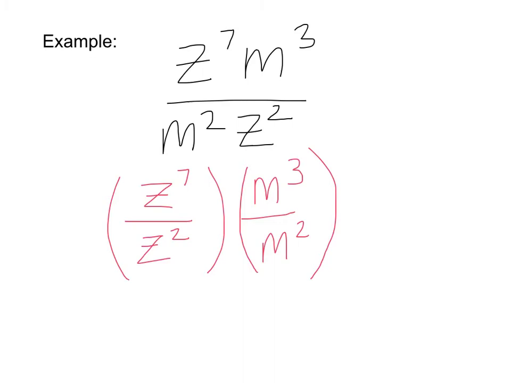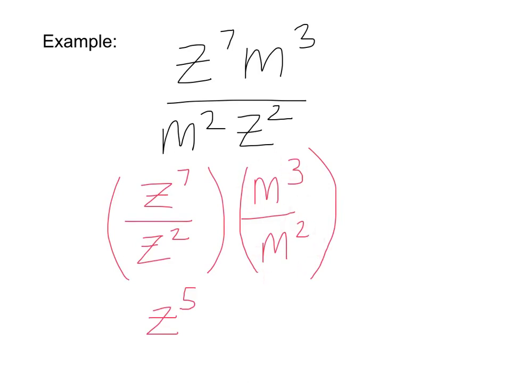Now, you know that z to the 7th and z to the 2nd have the same base, and our rule told us that if we have the same base, we can subtract the exponents when we're trying to divide two exponents. So, z to the 7th and z to the 2nd, 7 minus 2 is 5, so this becomes z to the 5th. Then m to the 3rd, and m to the 2nd.